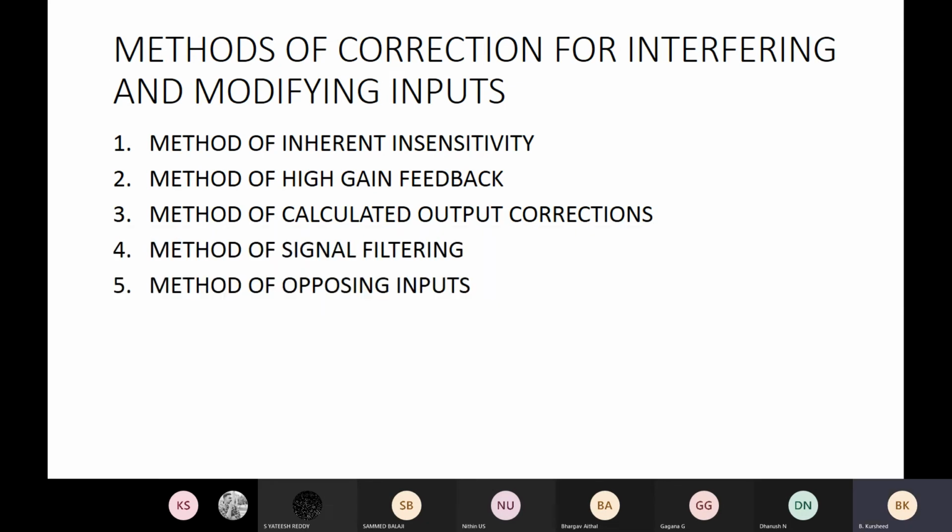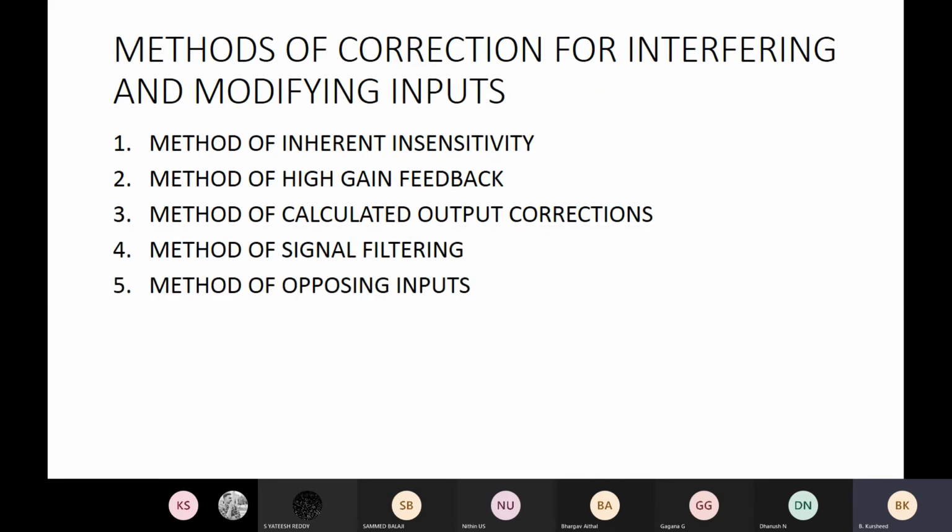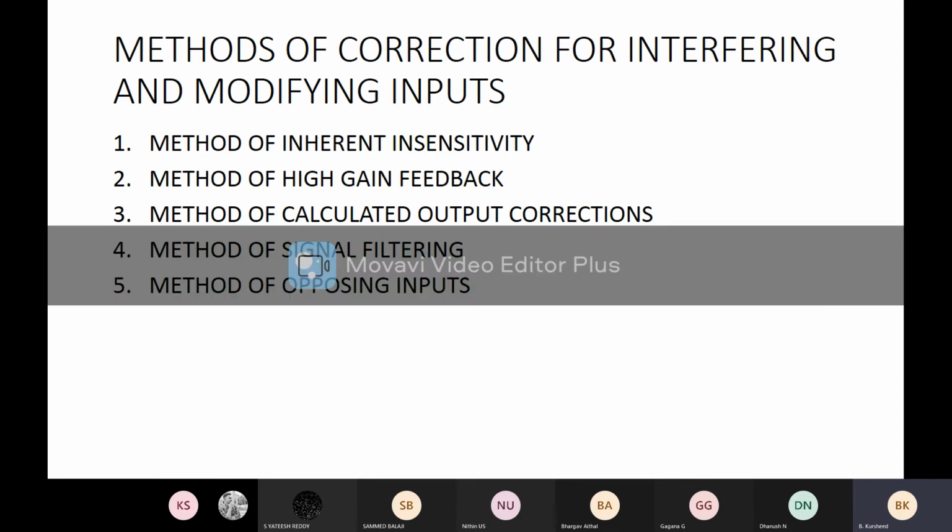The last topic of this chapter: methods of correction for interfering and modifying inputs. As I mentioned, one device will be designed so that for the desired input, the desired output will be obtained. If for a desired input we are not getting the desired output because of the interfering input as well as modifying inputs, how do we correct those?